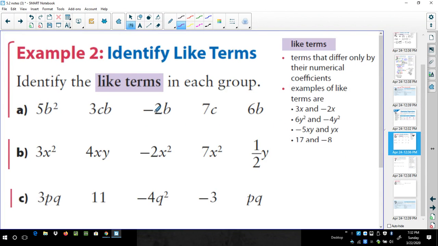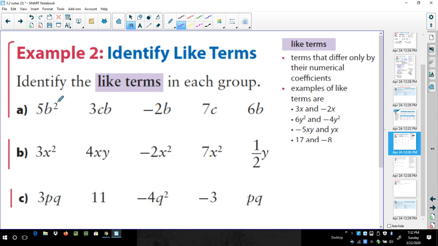Okay, next we're going to identify like terms. You need to be really good at being able to identify what are like terms. So let's take a look at what classifies a like term. Like terms differ only by their numerical coefficients. So that means they have the same variable to the same exponent value.